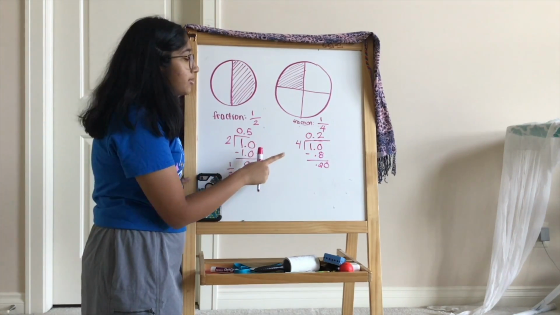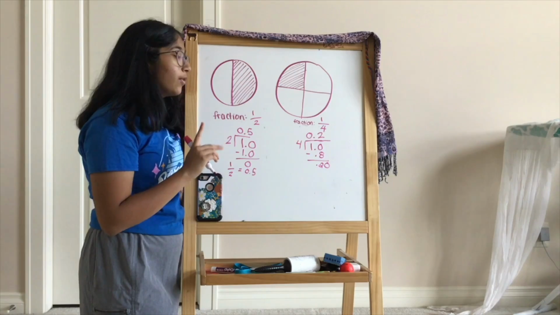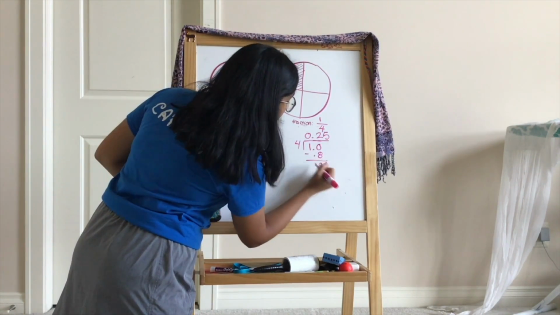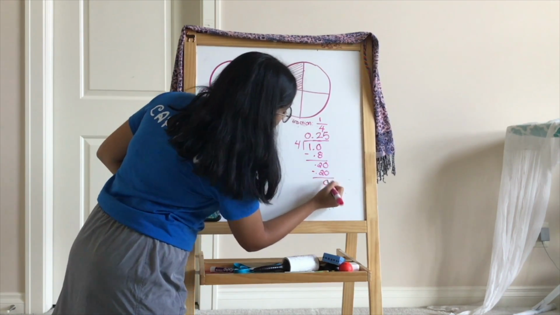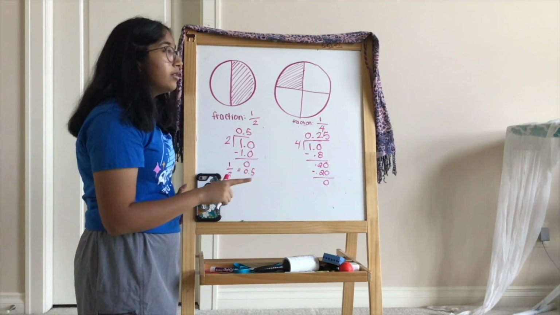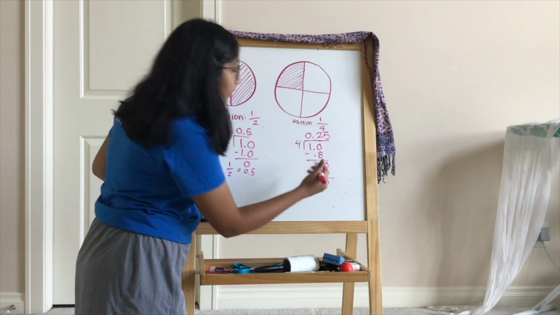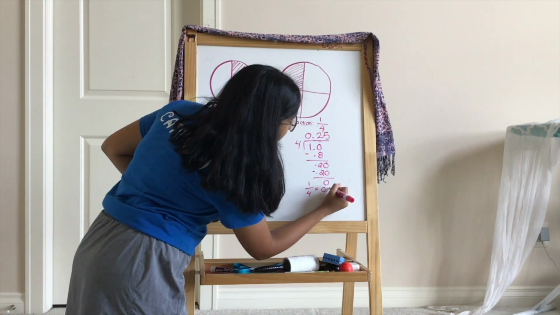Now, how many times does 4 go into 20? 5 times, because 4 times 5 is 20. You can also get this number by dividing 1 by 4 in a calculator. So now we know that the fraction 1/4 converted to a decimal is 0.25.